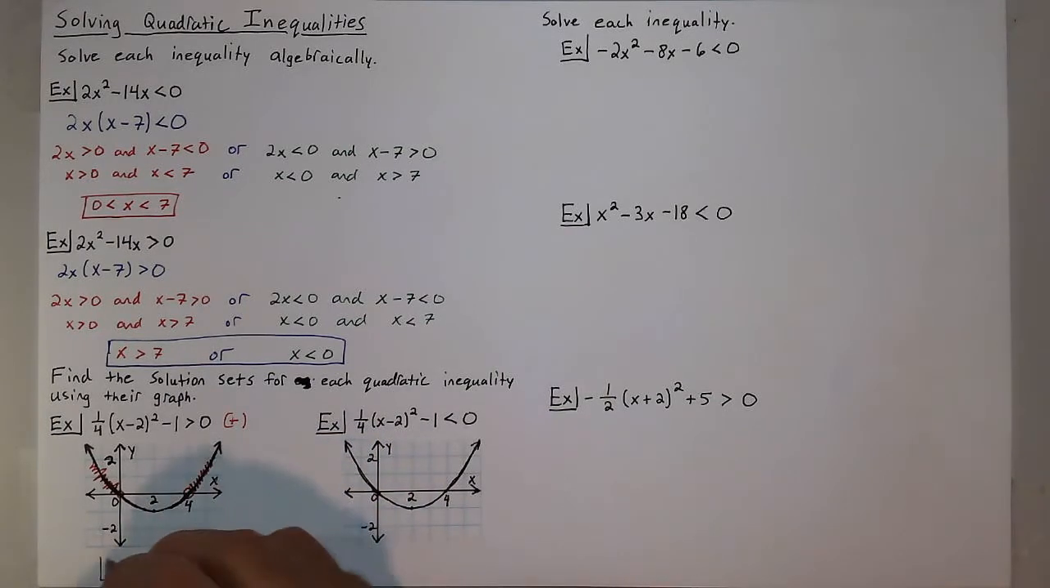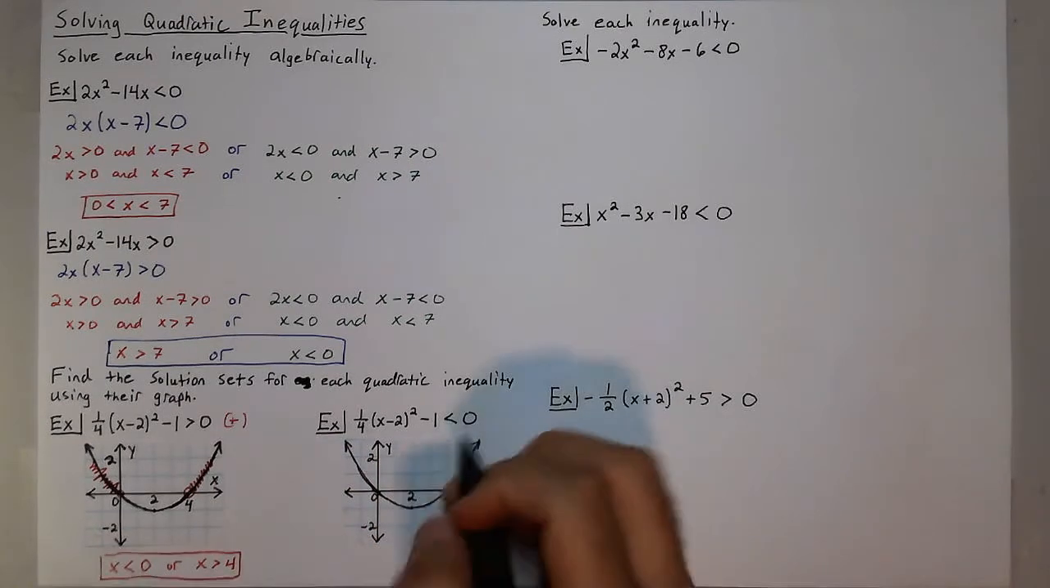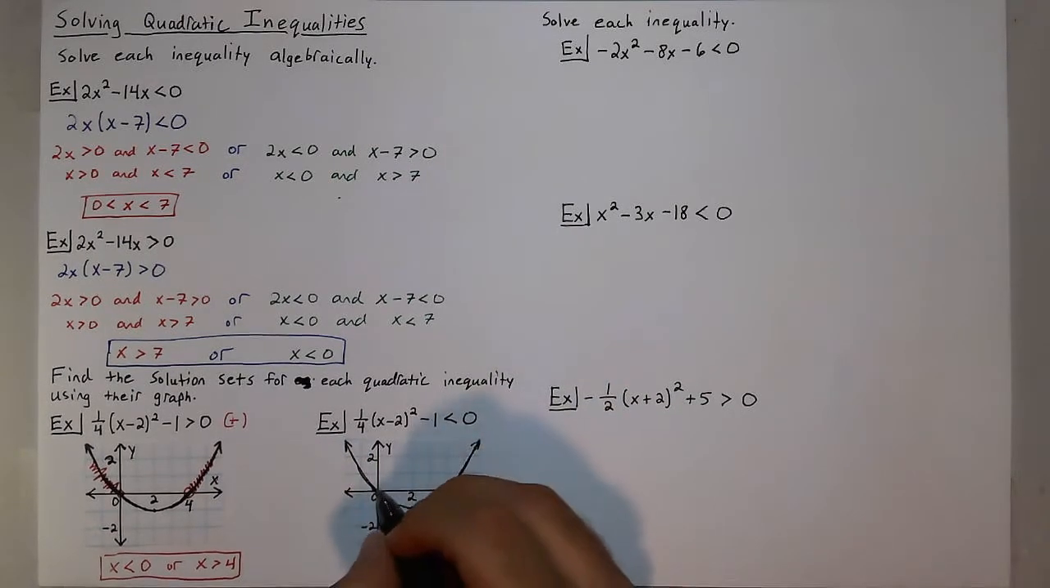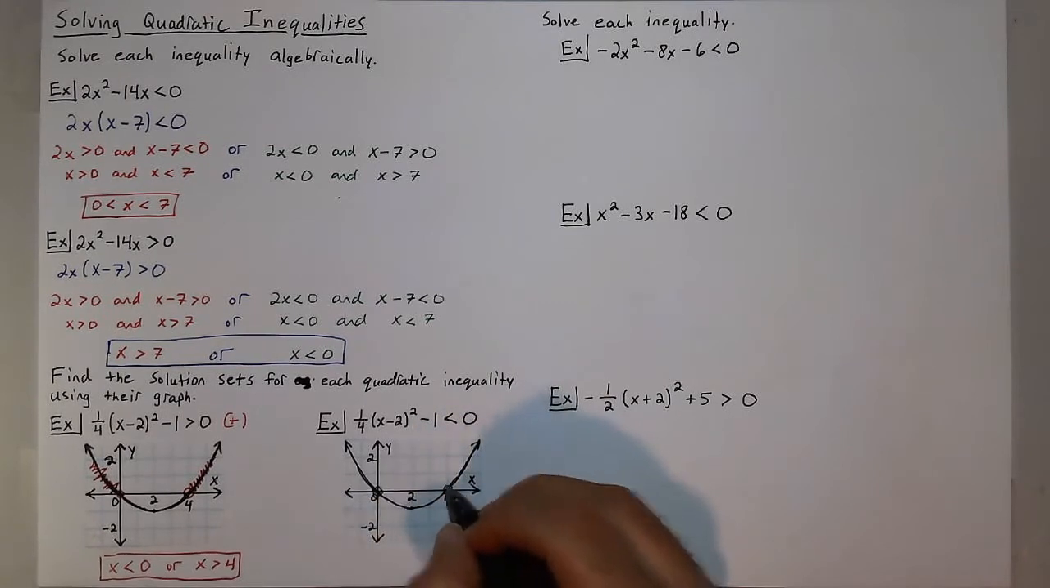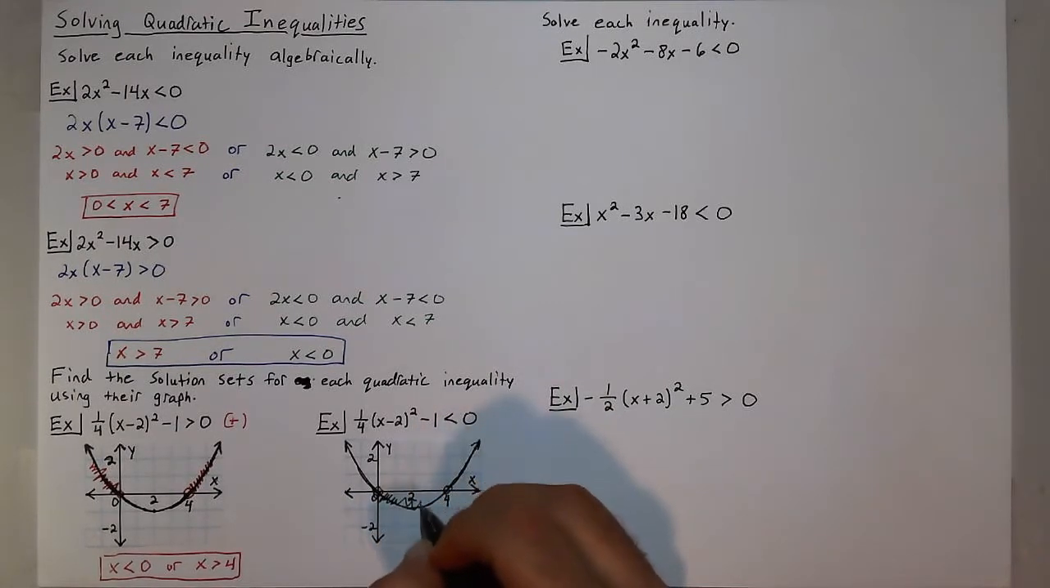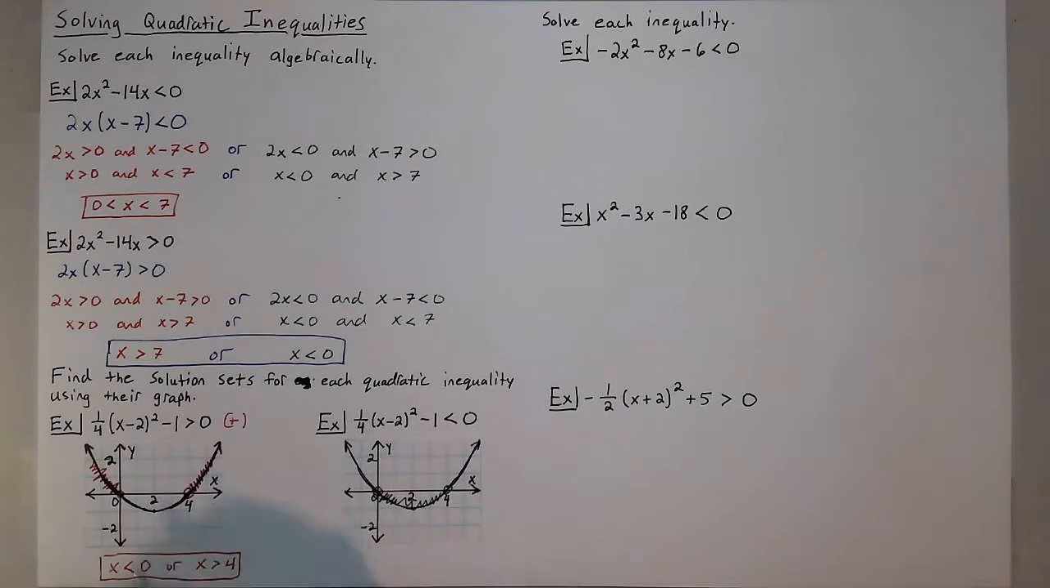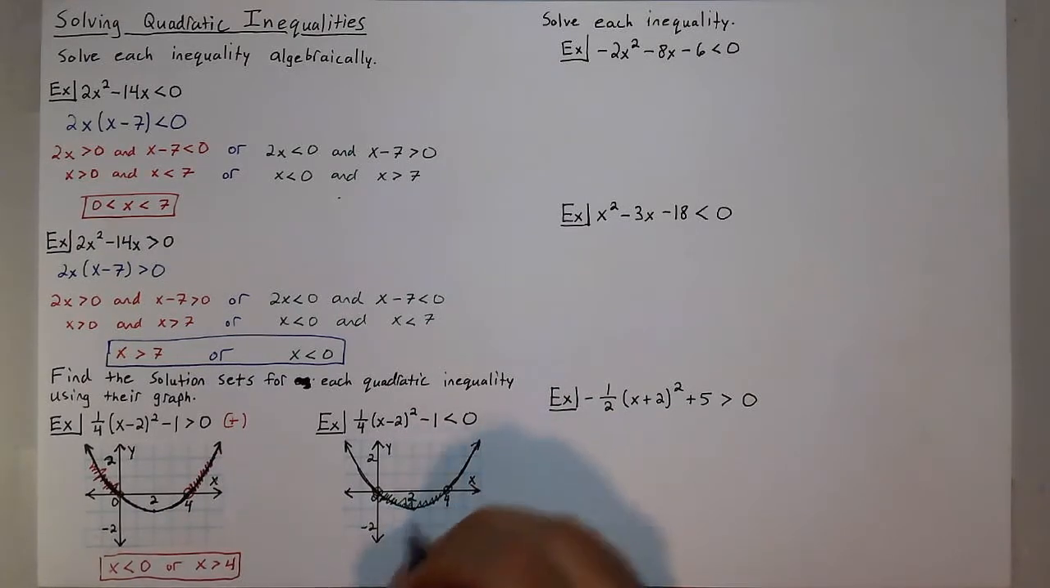Now let's look at the other scenario. What if it was less than 0? Maybe we use everything that's below the x-axis. Then we get everything in between those two numbers rather than outside of them like we saw earlier. That means that the solution set would be 0 is less than x, which is less than 4, meaning all solutions between 0 and 4.